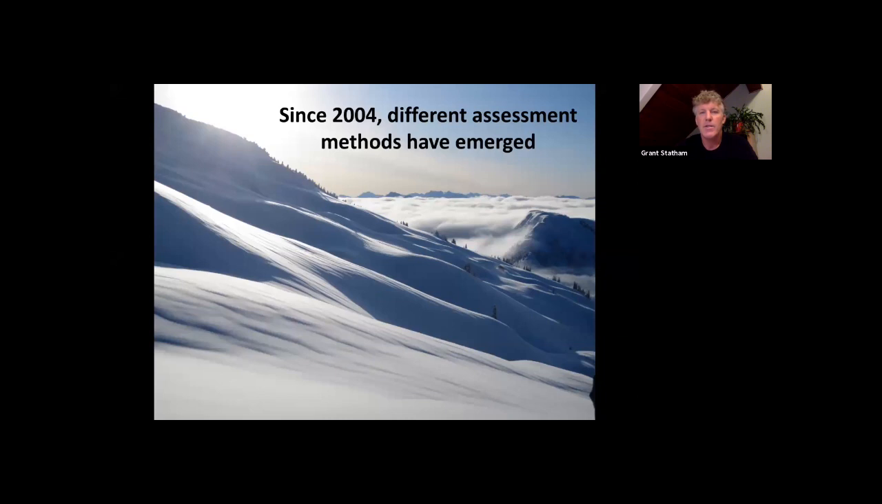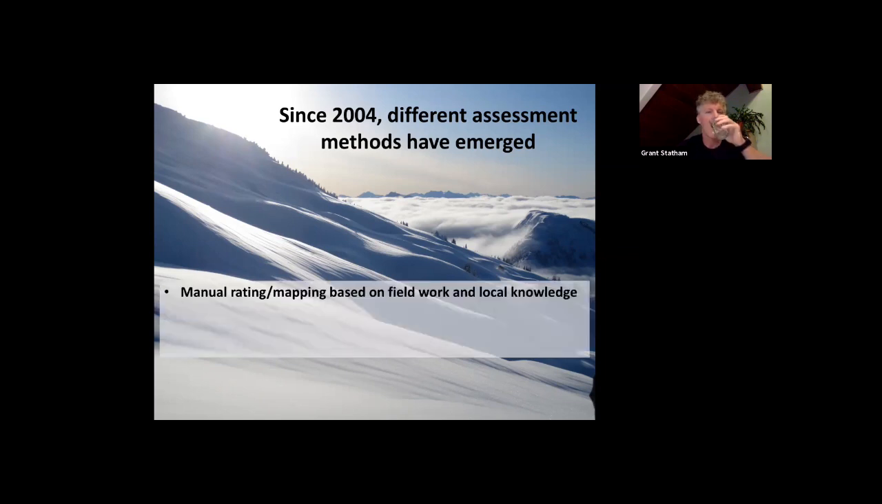So since 2004, like I mentioned earlier, ACE has been used in lots of different areas for different things, and it has emerged a bunch of different assessment methods. So I'm showing you our method, which is largely a subjective assessment done in the field, but there's other ways that have emerged as well. This is our main way, a manual mapping and rating based on field work and local knowledge. There's also the method I was showing you from Avalanche Canada, which is DEM-based zoning, and then they have it verified by locals or by themselves if they're in the area, but certainly someone has to get down on the ground and verify the ratings.